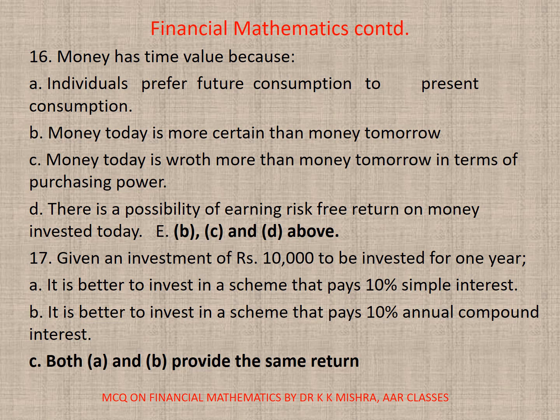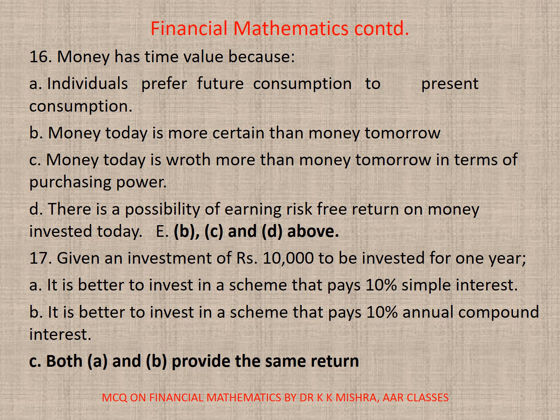Here, in fact, all of B, C, D above are correct. B, that is money today is more certain than money tomorrow. C, money today is worth more than money tomorrow in terms of purchasing power. D, there is possibility of earning risk-free return on money invested today.